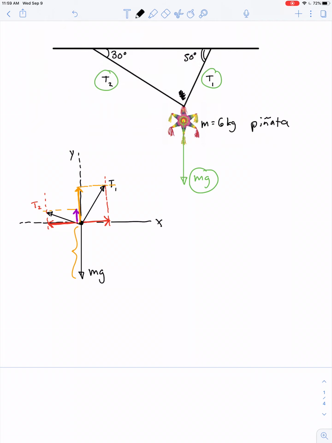I've messed things up a little bit. I shouldn't really be resolving the forces on the diagram. I should draw a second free body diagram that shows all of the forces resolved.